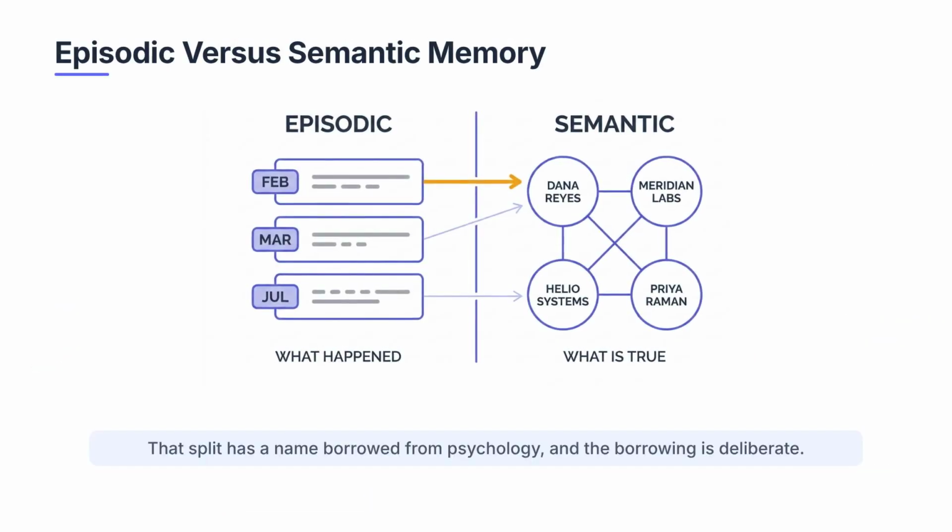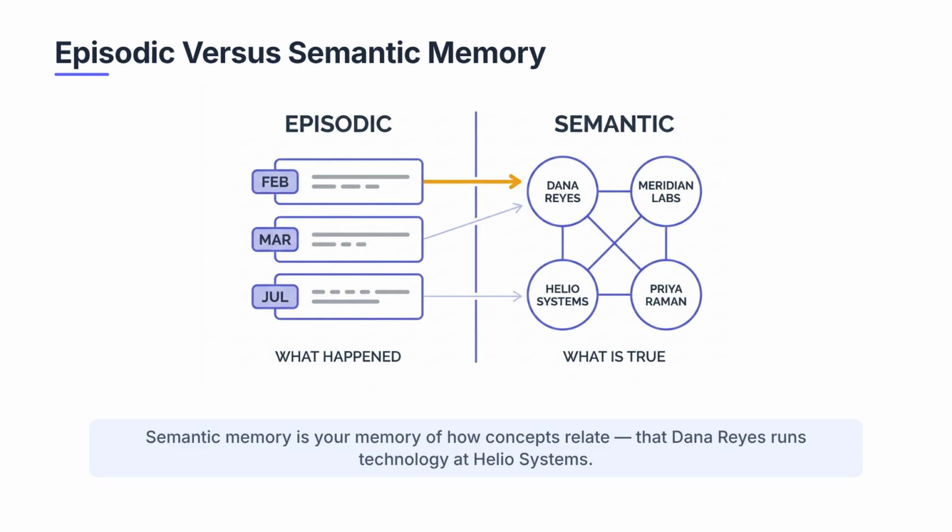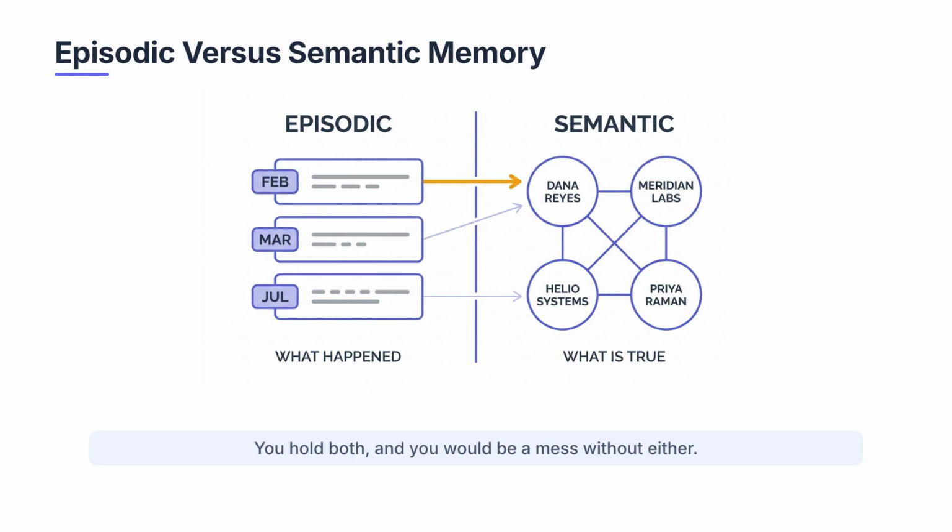That split has a name borrowed from psychology, and the borrowing is deliberate. Episodic memory is your memory of distinct events, the meeting last Tuesday. Semantic memory is your memory of how concepts relate, that Dana Reyes runs technology at Helio Systems. You hold both, and you would be a mess without either. Graphiti holds both too. Episodes are what happened. Entities and facts are what is true. Storing only the conclusions is how a system forgets why it believes things.